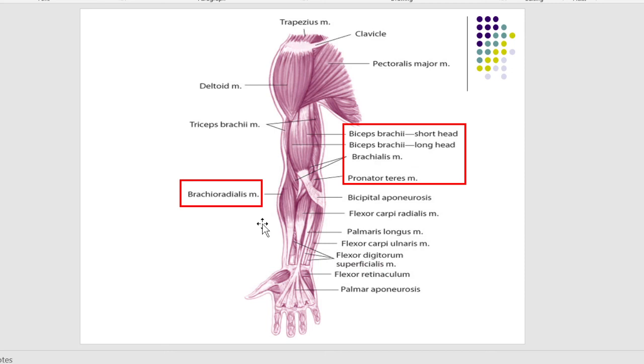These three muscles are responsible for flexing the elbow: the biceps brachii, brachialis, and brachioradialis, with a little help coming from the pronator teres. And why little help? First, the function of the pronator teres is more on pronation. Okay?